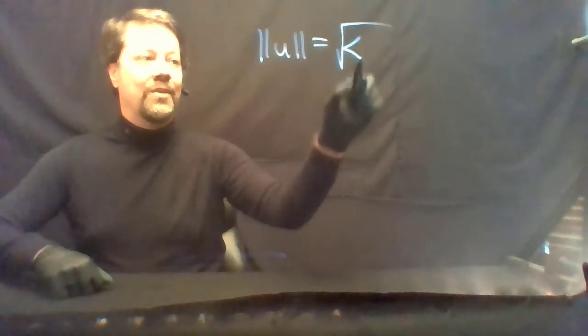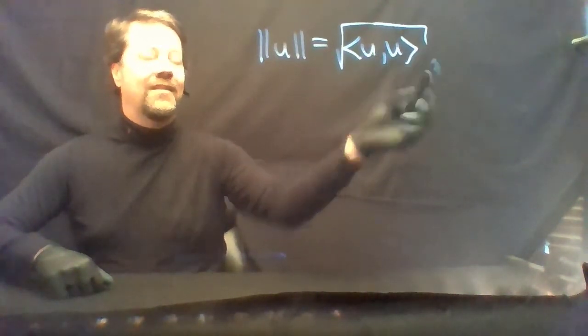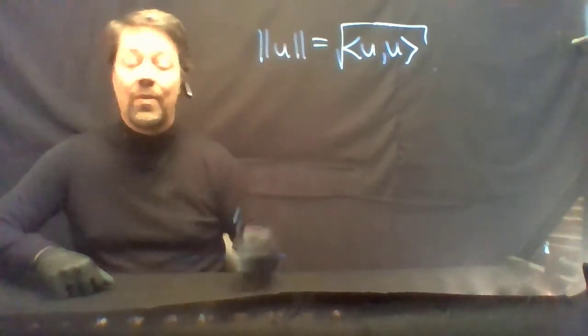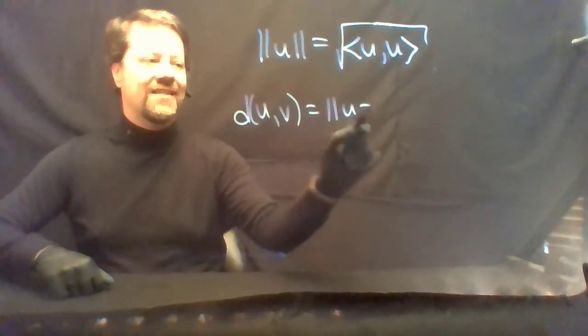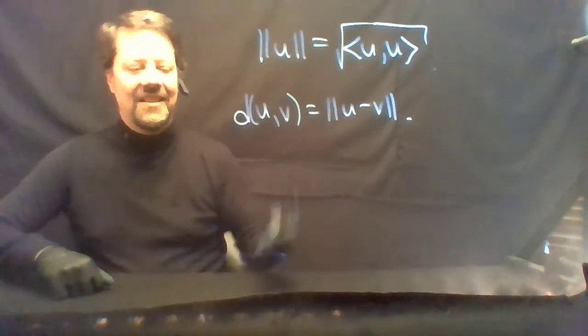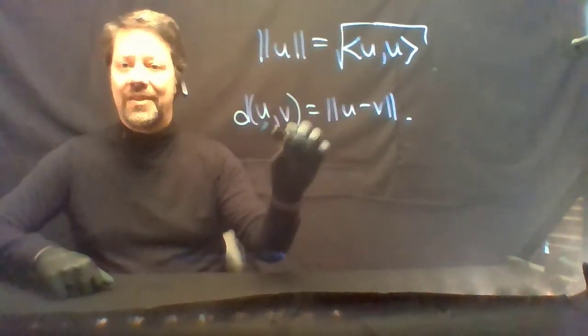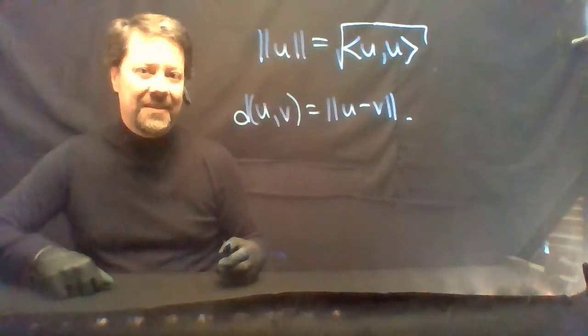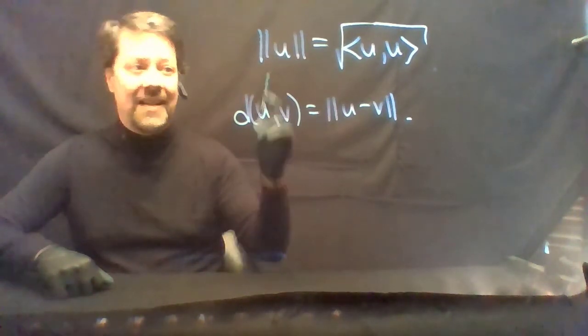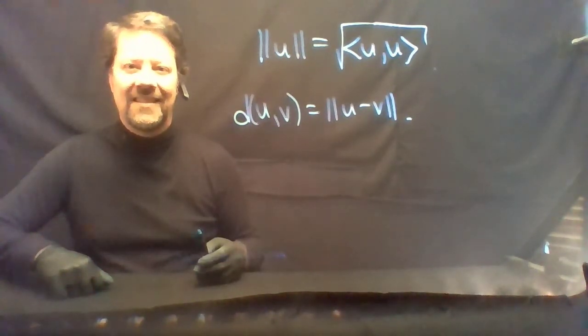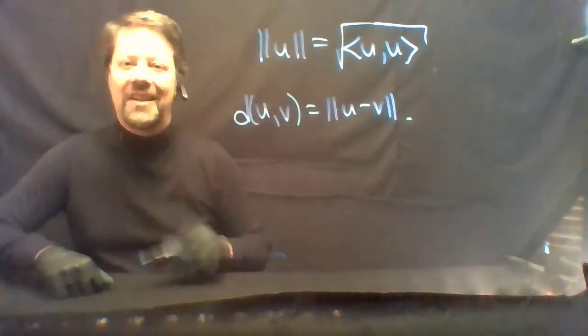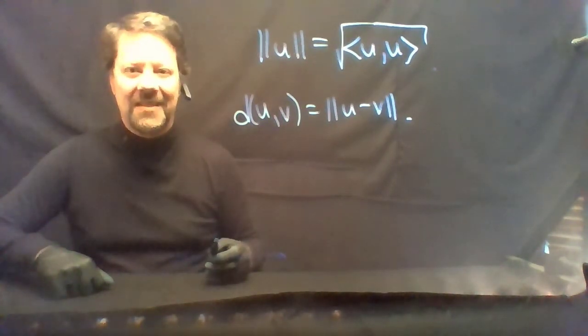Every inner product gives rise to a norm. The norm on an inner product space is the square root of the inner product of the vector with itself. Every norm gives rise to a metric. The distance between u and v is the norm of their difference. If a vector space has a metric, we call it a metric space. If a vector space has a norm, it is called a normed space or a normed linear space. If a vector space has an inner product, it's called an inner product space.